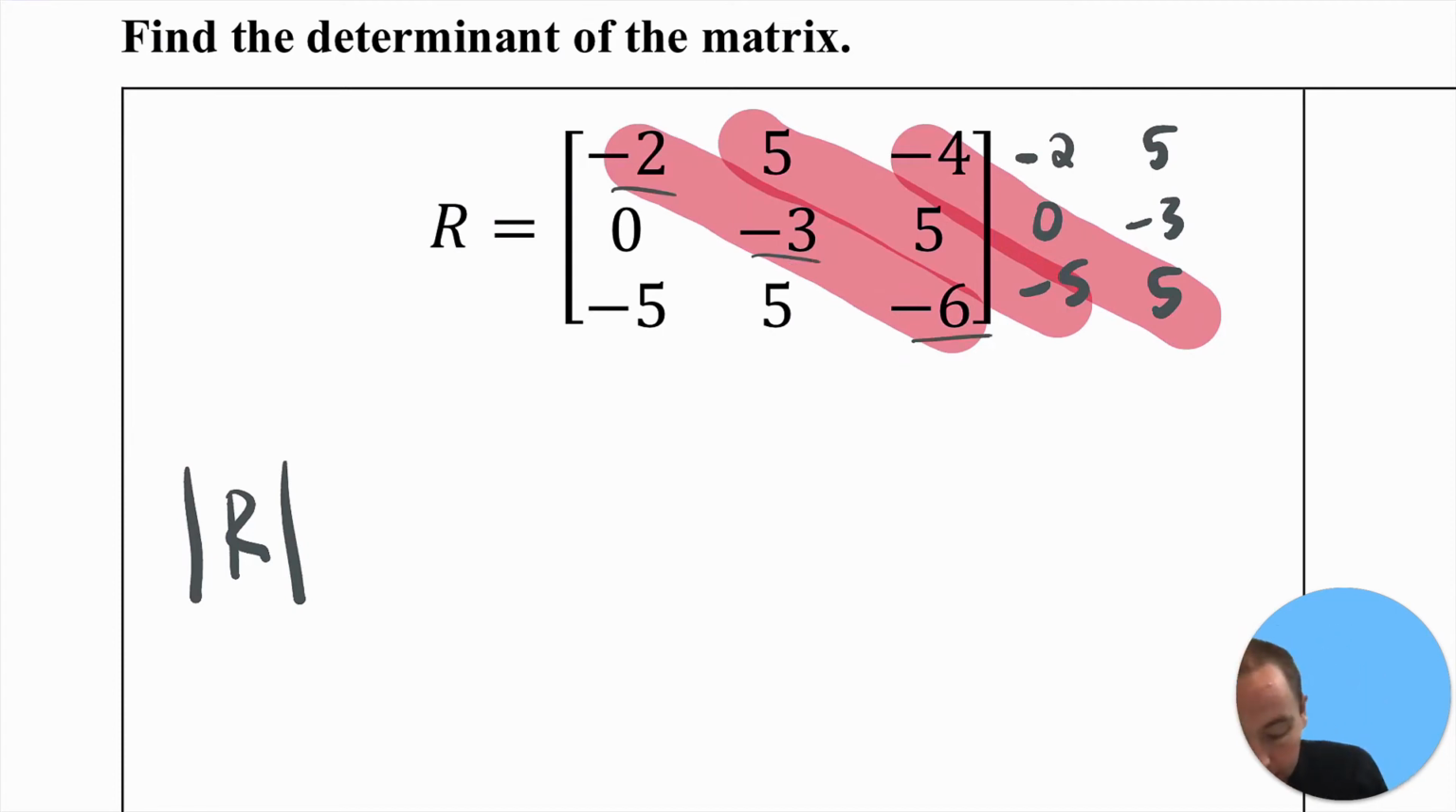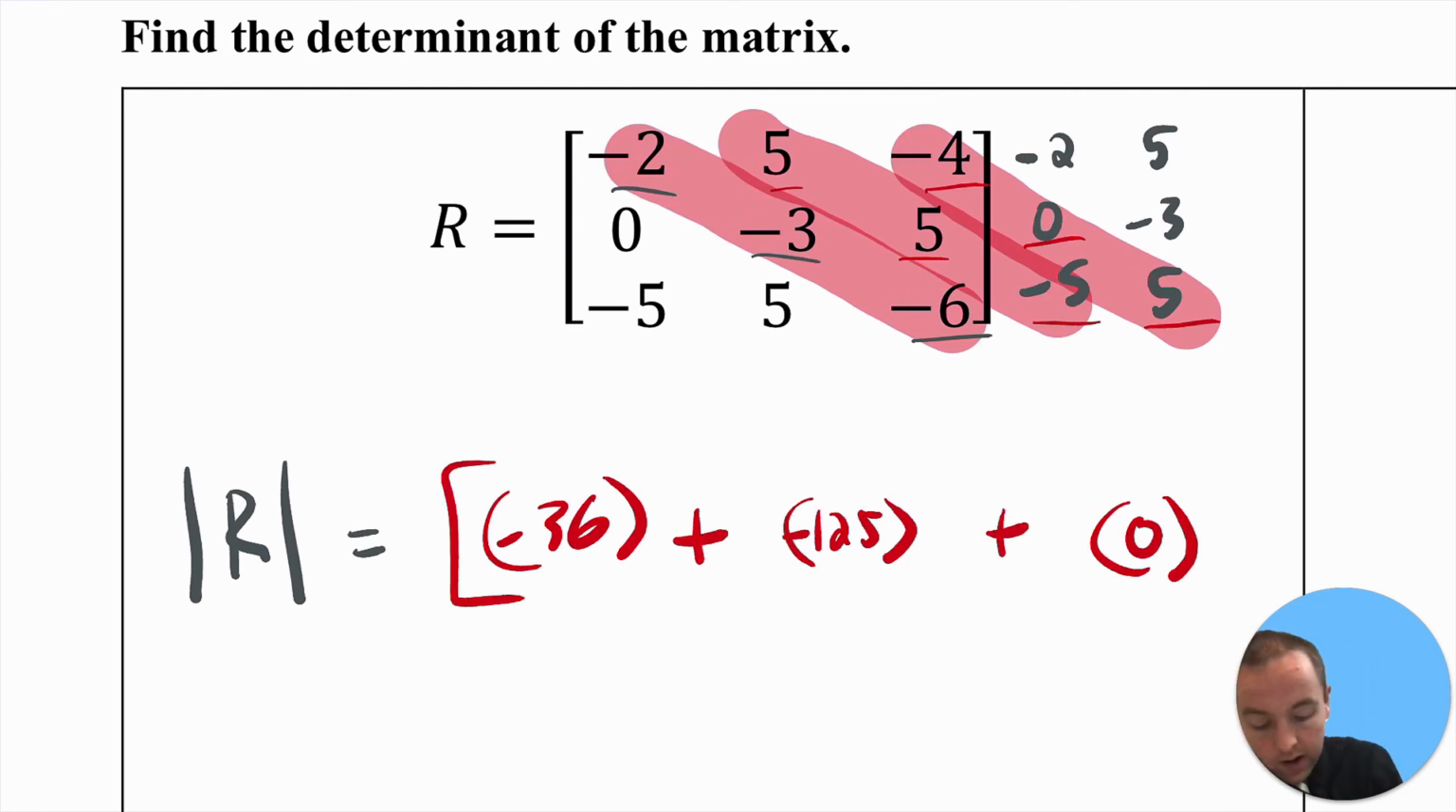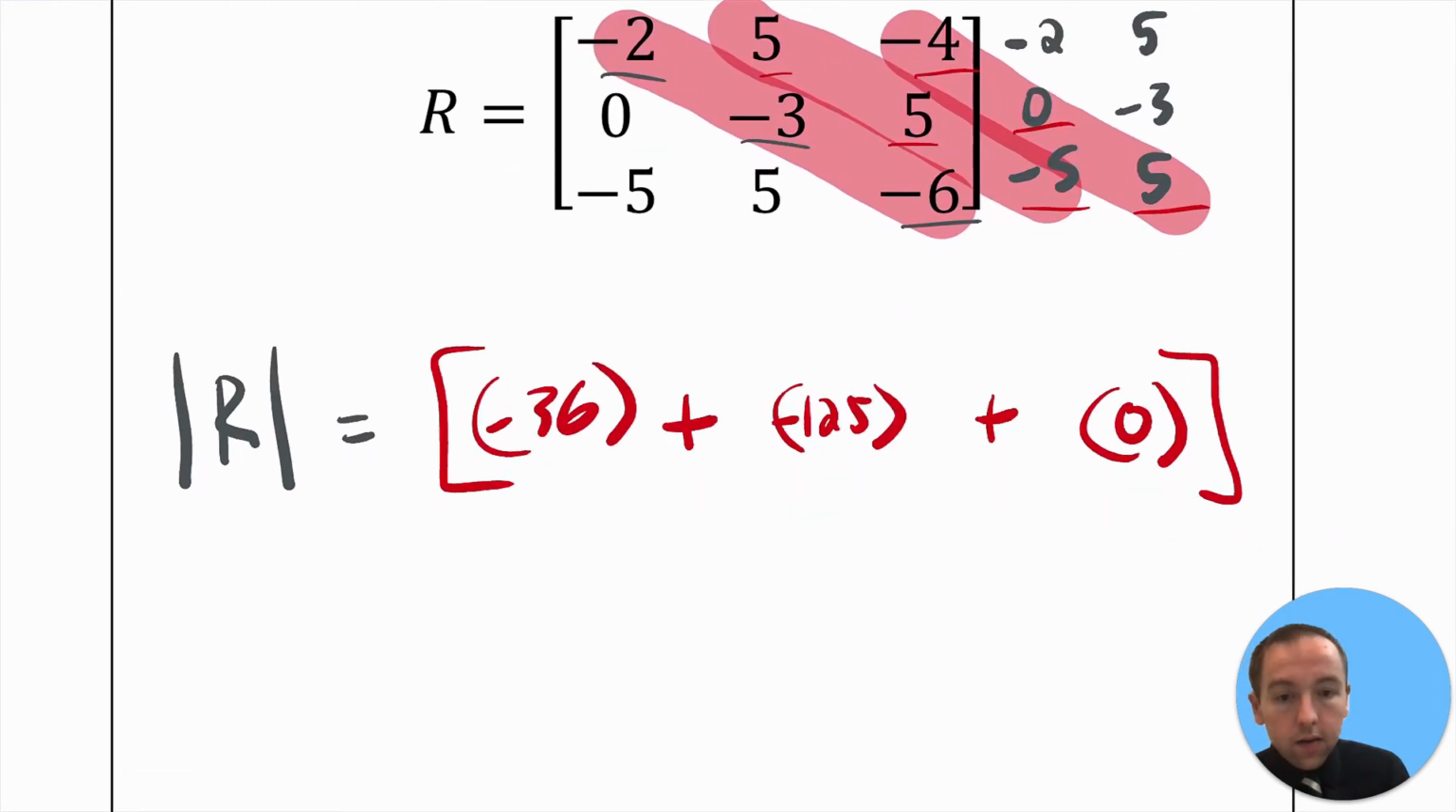So your product there is going to give you -36 for that number. And then I'll multiply 5 times 5 times -5, which is -125. And then -4 times 0 times 5. Since you're multiplying with a 0 in there, you just get a product of 0. So those numbers all get added up together to give you a total red number. So I'll just put brackets around that to signify that.